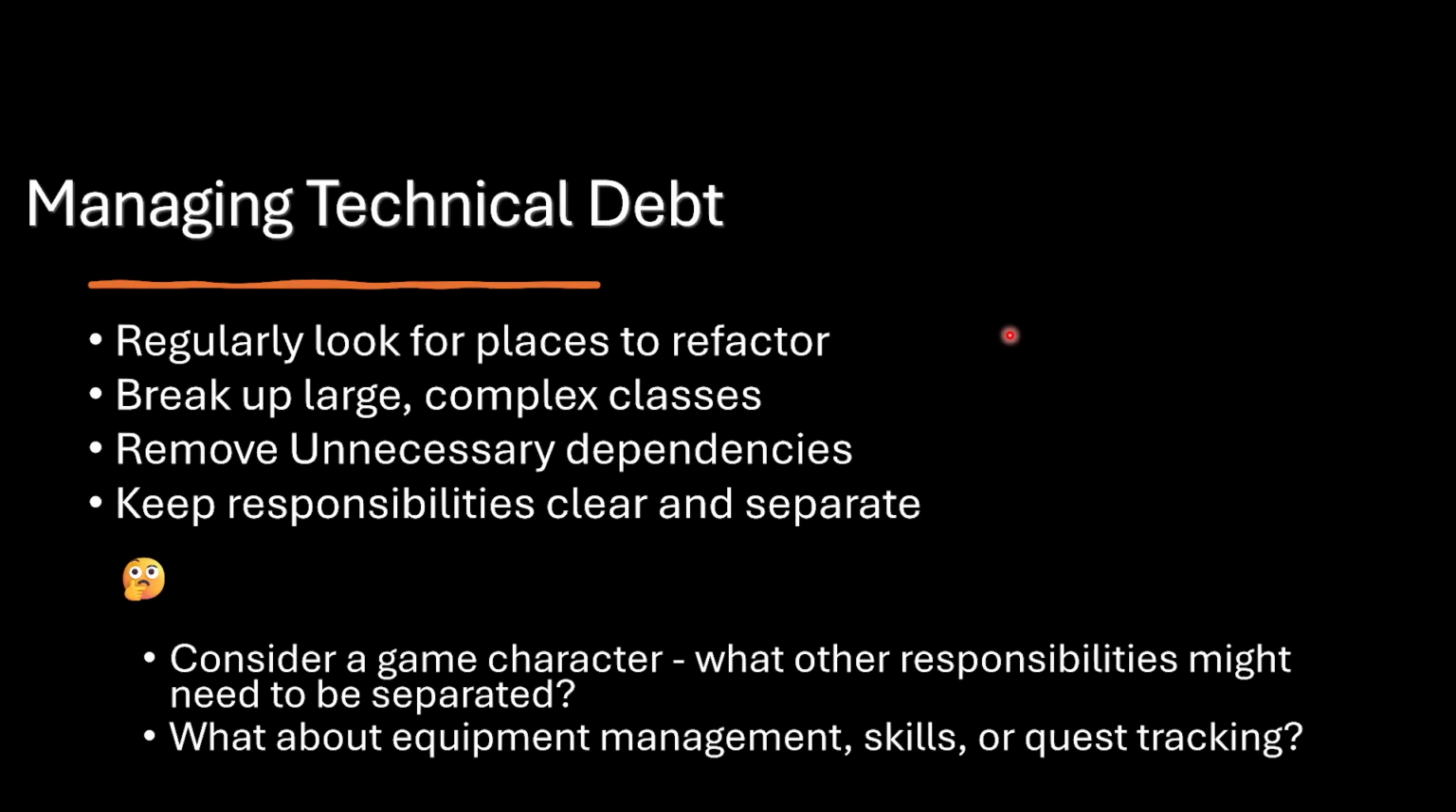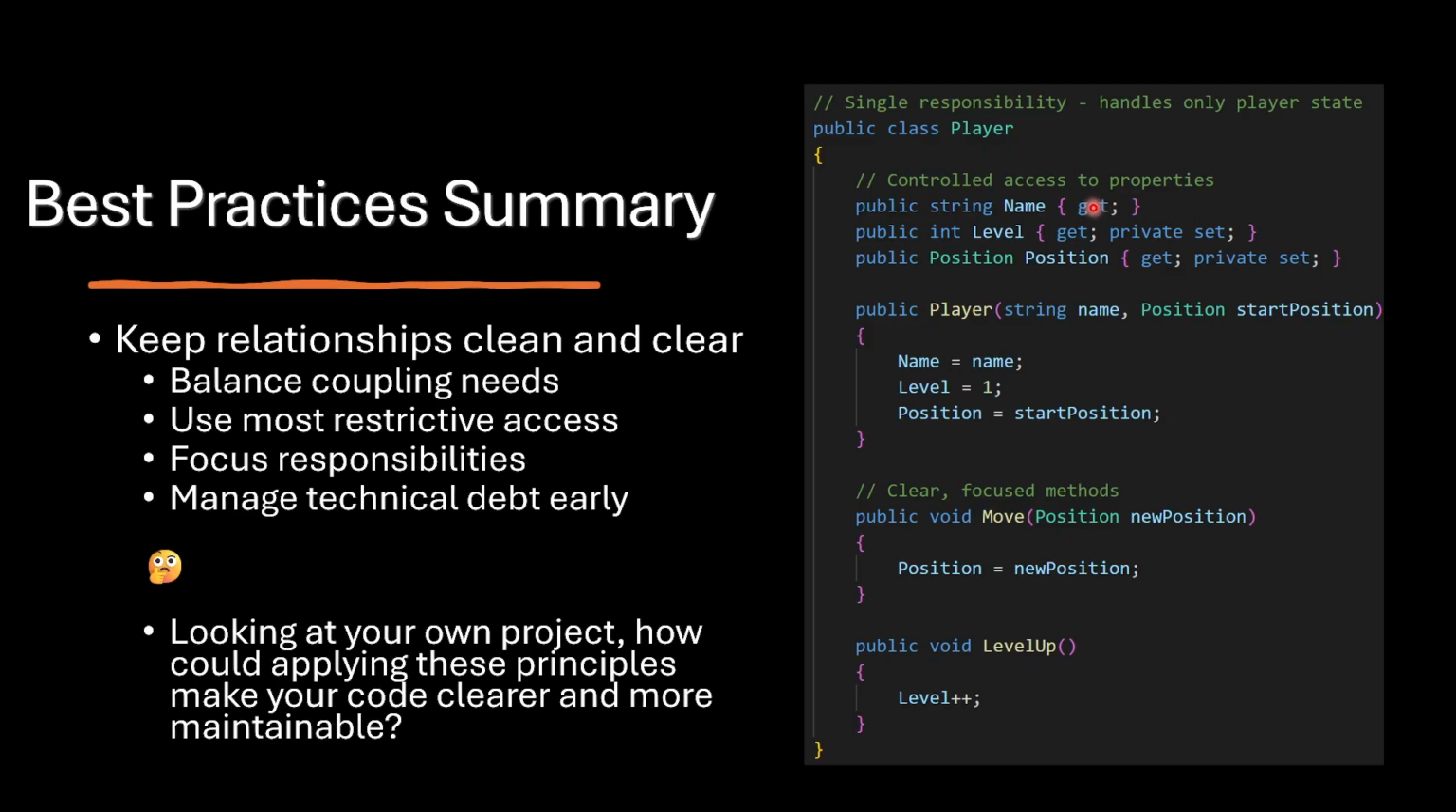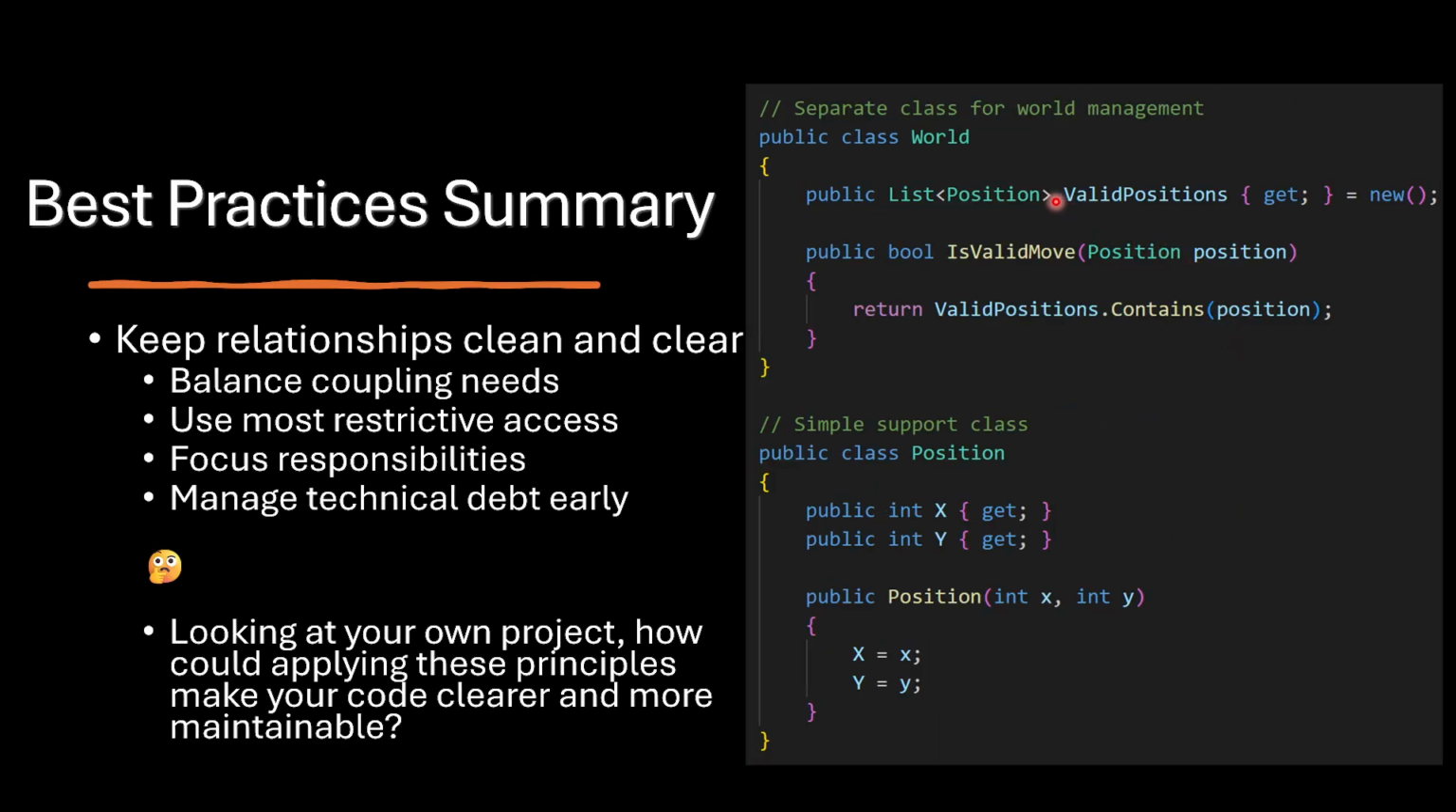The most restrictive access principle is also evident. Where possible, we have read-only access modifiers. Right here we have name, which is actually read-only in this case. We don't have the ability to change the name. We do have private setters for level and position. We also have valid world positions with only a getter and no setter. In that case, it makes very good sense to have a database of valid positions in the world to move, and that would be something you would have for a map. There's no reason to set it after the game is started. Once you load that in, it should be fine.